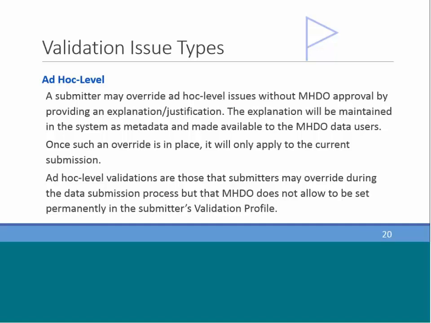Ad hoc level validations will come up every month or quarter that the data are submitted that the validation continues to be an issue. The explanation of the override will be maintained in the system as metadata made available to MHDO and data users. Once an override is in place, it will only apply to the current submission. Ad hoc level validations are those that submitters may override during the data submission process, but that MHDO does not allow to be set permanently.